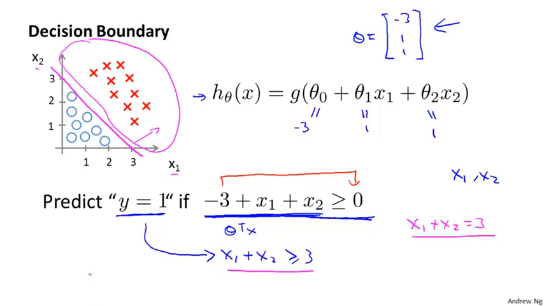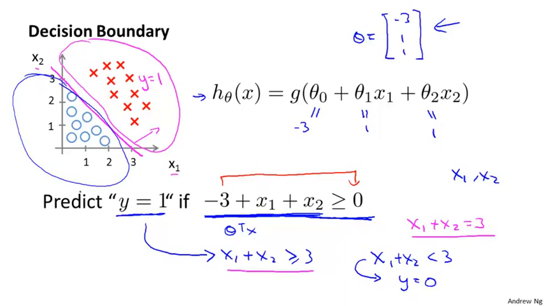And let me just write that down. I'm going to call this the y equals 1 region. And in contrast, the region where x1 plus x2 is less than 3, that's when we will predict that y is equal to 0. And that corresponds to this region. It's really a half plane, but that region on the left is the region where our hypothesis will predict y equals 0. I want to give this line, this magenta line that I drew, a name. This line there is called the decision boundary.